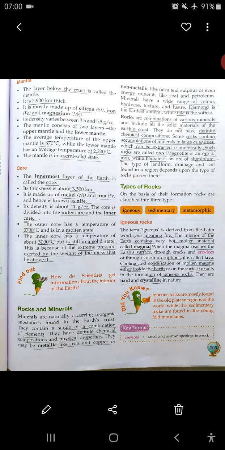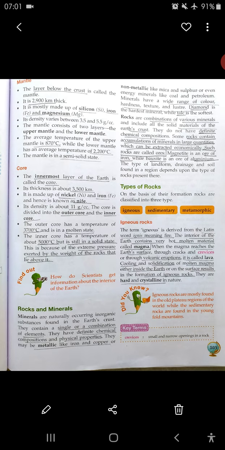So, because of the weight of the rocks, the inner core, although its temperature is very high, is in a solid state. Okay, so now we have a proper idea about the different layers of the inside of the earth, right? The crust, the mantle, and the core.